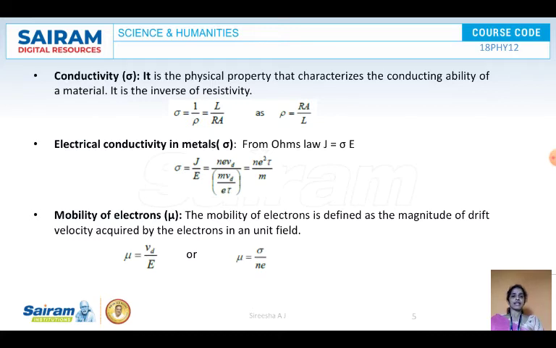R is the resistance, A is the area of cross section, L is the length of a conductor. So sigma is equal to 1 by rho, which gives L by RA. That is nothing but the conductivity.